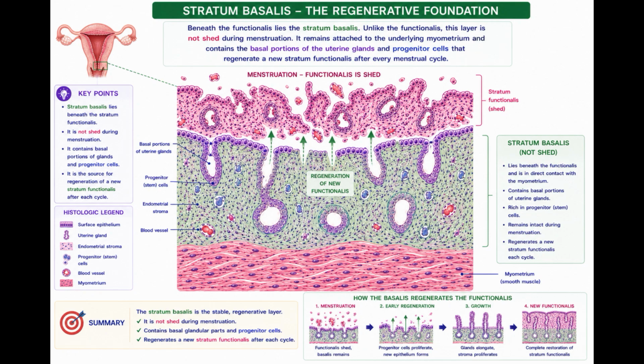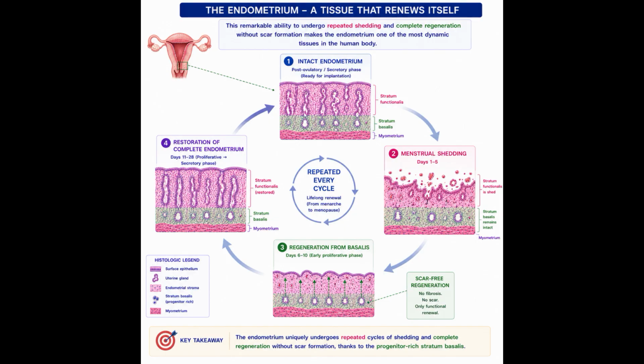Unlike the functionalis, this layer is not shed during menstruation. It remains attached to the underlying myometrium and contains the basal portions of the uterine glands along with progenitor cells that regenerate a new stratum functionalis after every menstrual cycle. This remarkable ability to undergo repeated shedding and complete regeneration without scar formation makes the endometrium one of the most dynamic tissues in the human body.